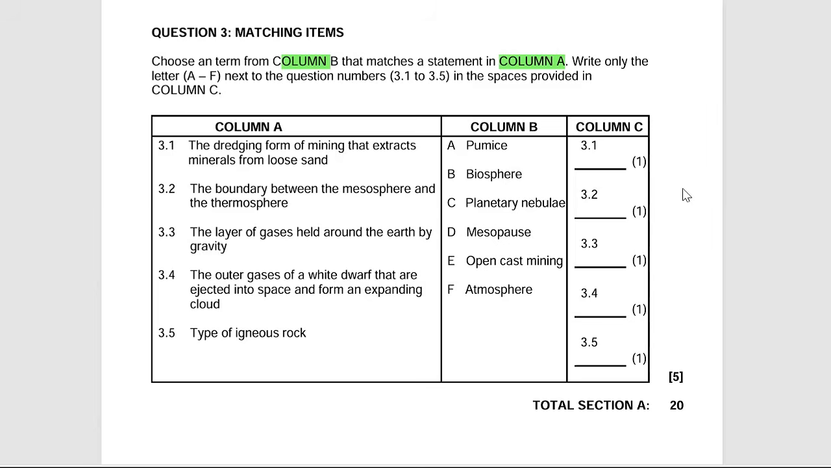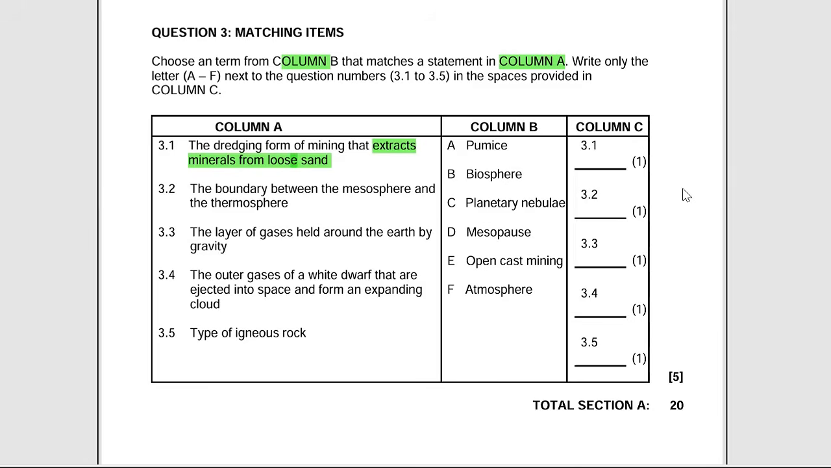So we start with 3.1. It says the dredging form of mining that extracts minerals from loose soil, right? So extracts minerals from loose soil, loose sand there, right? So according to this here, our option should be open cast mining, which is our option E there. So it means this one is going to be our option E there.